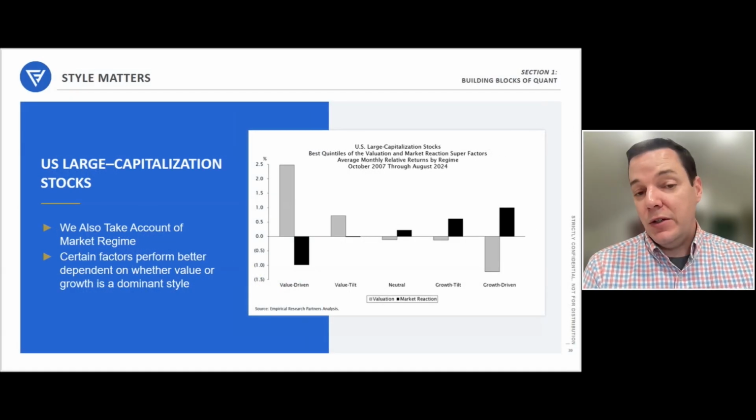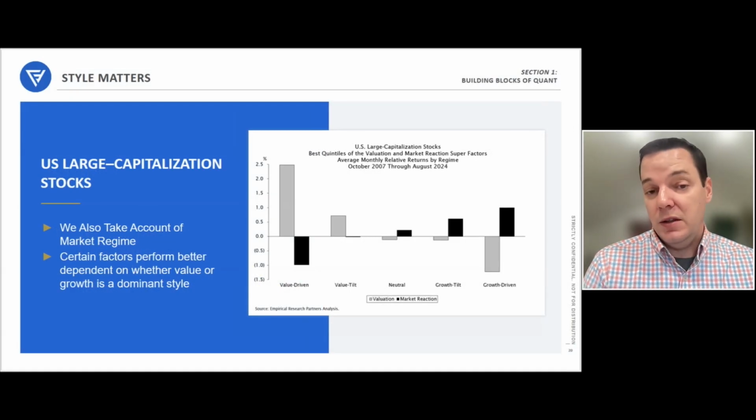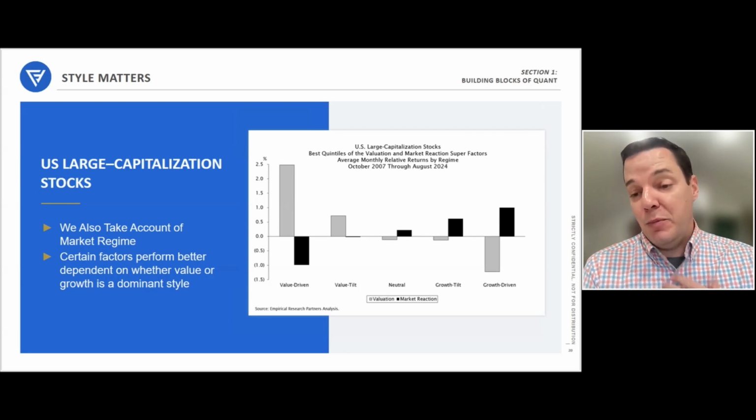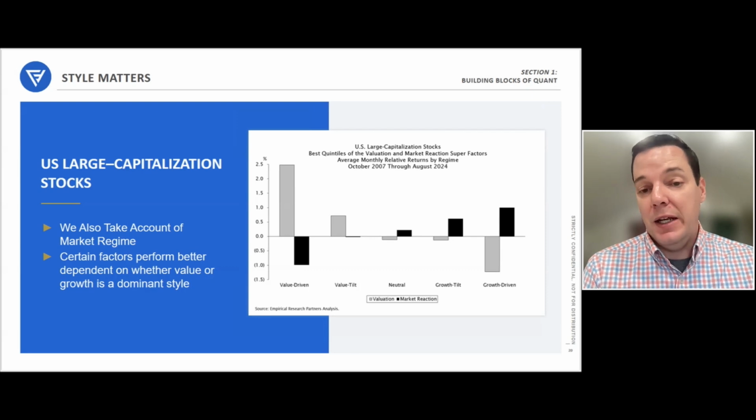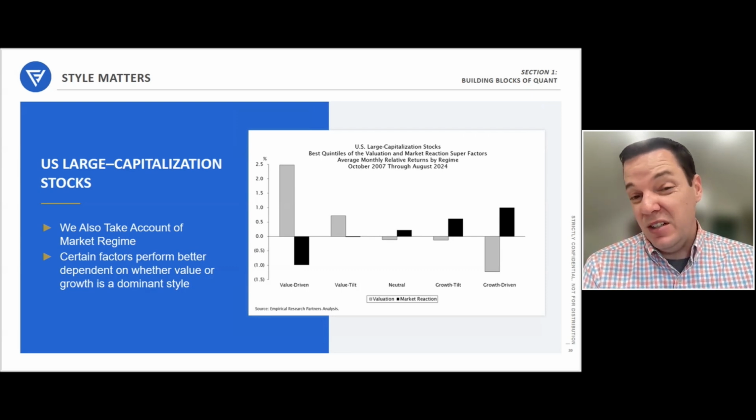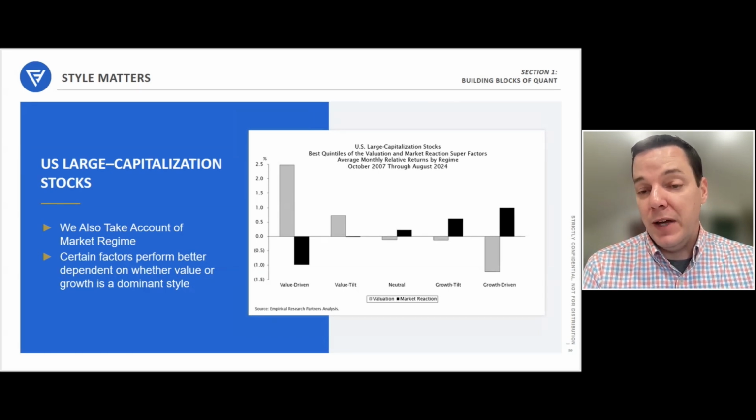So in value-driven, value-tilted settings, you see really strong performance for stocks that are cheap, right? It's telling us that the regime indicator is pushing us in the right direction. In value-driven settings, in live performance for us back to October of 2007 for our regime indicator, you generated almost 250 basis points of alpha per month on average by betting on cheap stocks. In value-tilted settings, you still are adding a pretty decent amount of alpha, 60, 70 basis points of alpha per month in those value-tilted settings.